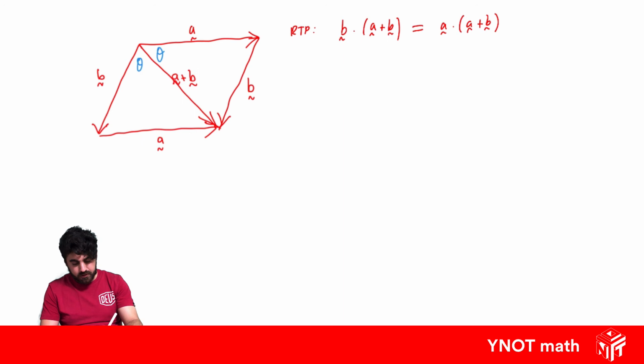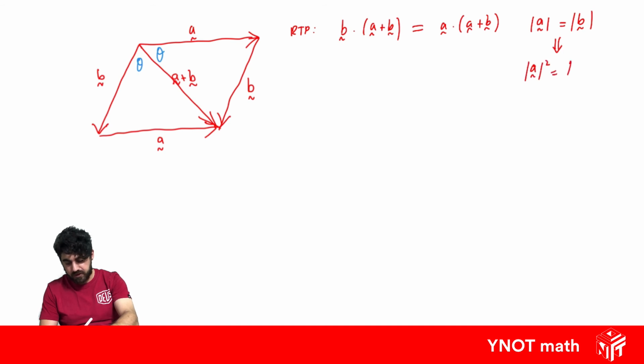Because it's a rhombus, let's just note down some things. We know that the magnitude of A is definitely going to equal the magnitude of B. And that also implies that the magnitude of A squared will also be the same as the magnitude of B squared.